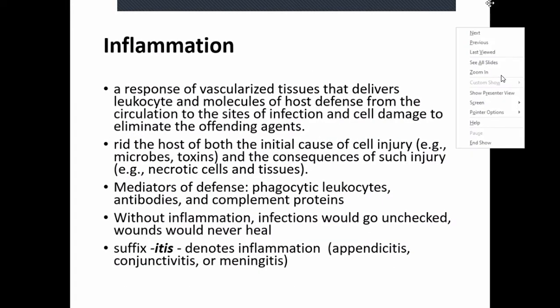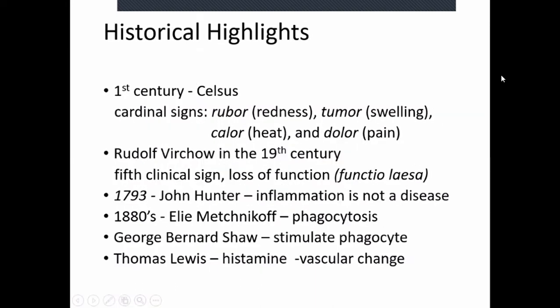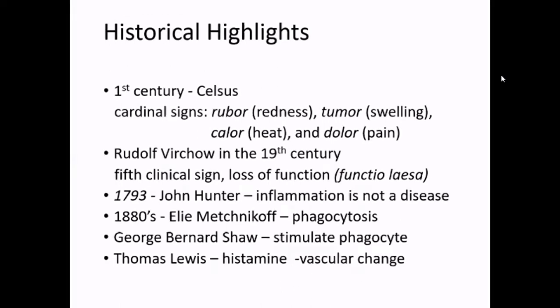Although the clinical features of inflammation were described in the Egyptian papyrus dated around 300 BC, a Roman writer in the first century, Celsus, first listed the four cardinal signs of inflammation, which include rubor or redness, tumor or swelling, calor or heat, and then dolor or pain.